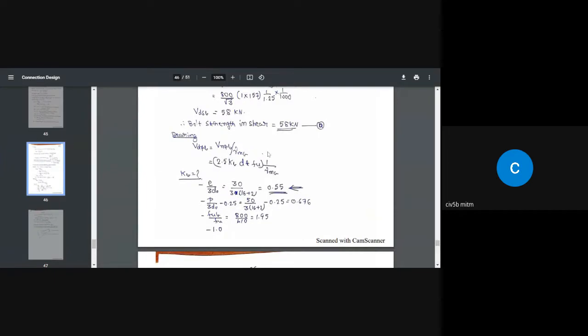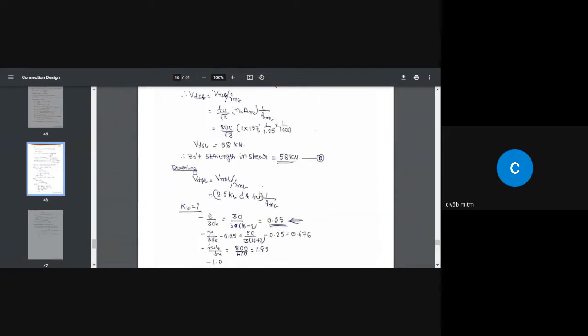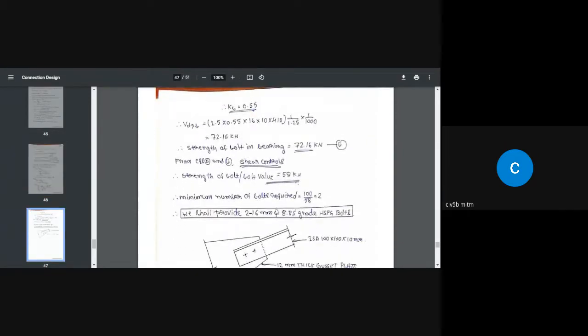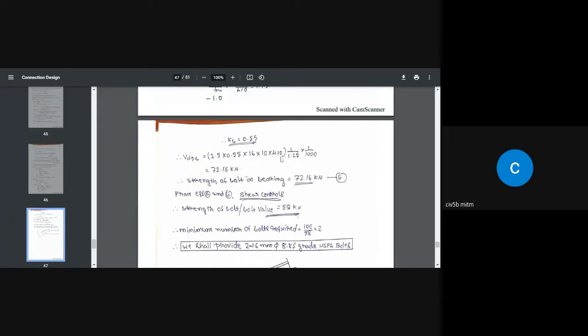And the fu value: if you look here, the bolt strength is 800 and the plate strength is 410 Newton per millimeter square. So an 800 strength bolt is pressing against a 410 Newton per millimeter square plate, so obviously the plate yields first. So that should be considered. What is the fu value for the steel plate? That is 410. That is the reason I have taken 410 in this equation.